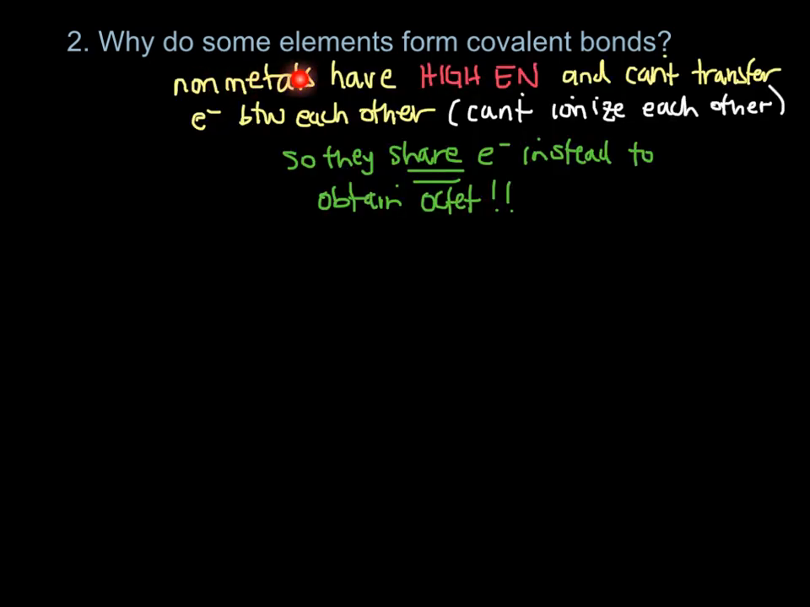So since nonmetals have very high electronegativities, they can't ionize each other. They can't transfer their electrons from one to another. So no ions are going to form. Instead, they're going to share electrons to get their octet. So if you think about water, water is made of 2 hydrogens and 1 oxygen. And water is a covalent compound because it's made of nonmetals.